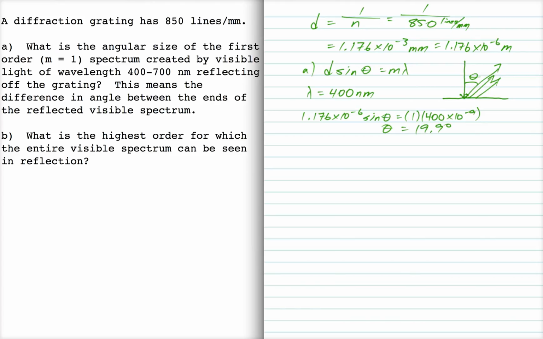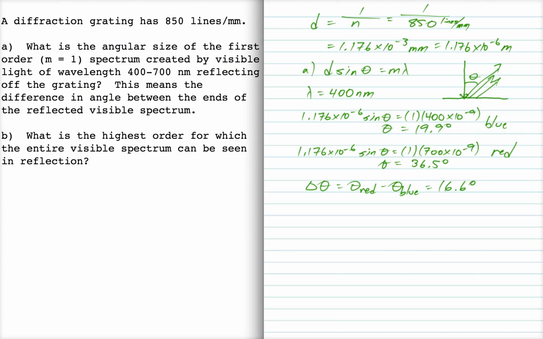Okay, so that's for blue light. Now for red light, I would do 1.176 times 10 to the minus 6 sine theta, and we're still in first order, but now we're doing the red wavelength. That gives me a theta of 36.5 degrees. Okay, so the difference, delta theta, which is theta red minus theta blue, gives me 16.6 degrees. So that's the angular size of the first order spectrum.